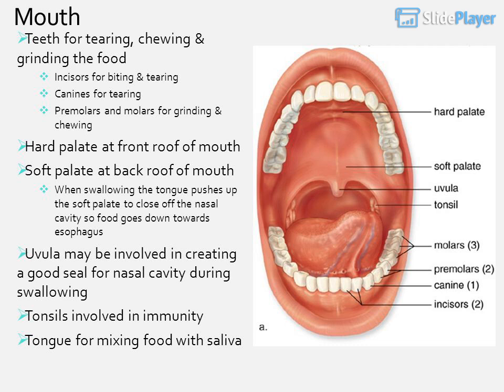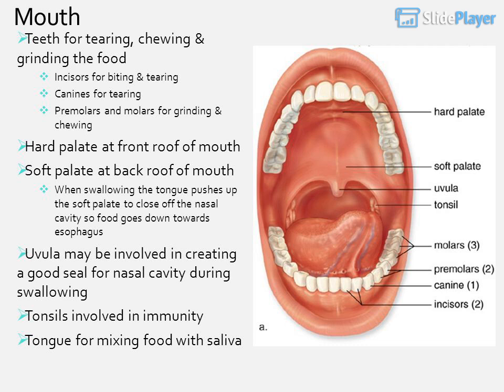Mouth: teeth for tearing, chewing and grinding the food. Incisors for biting and tearing. Canines for tearing. Premolars and molars for grinding and chewing. Hard palate at front roof of mouth. Soft palate at back roof of mouth.